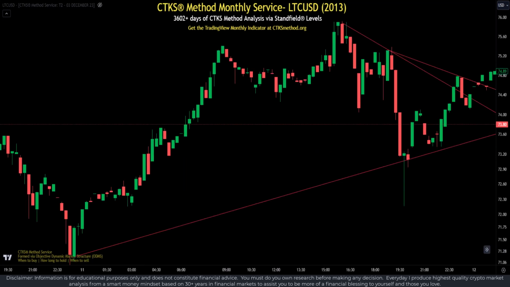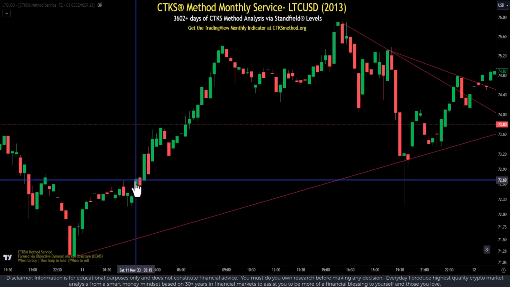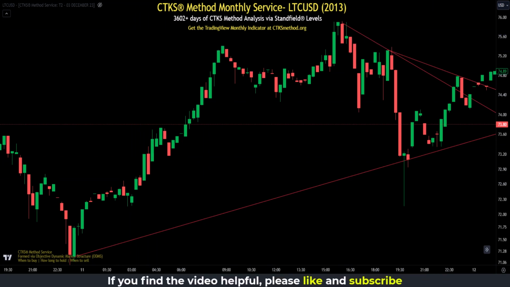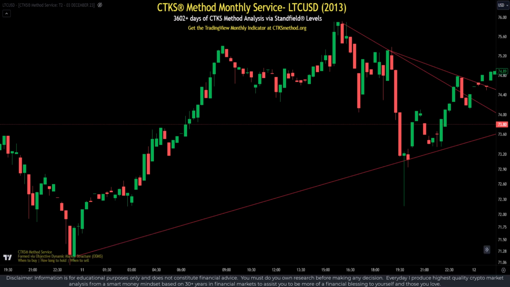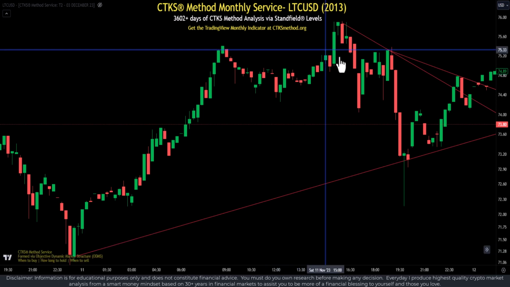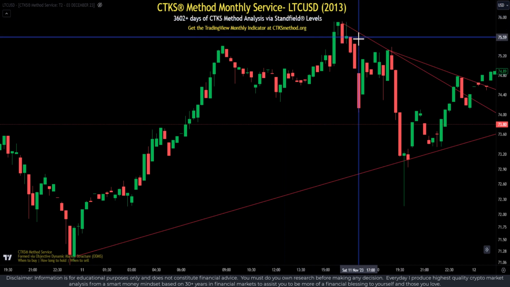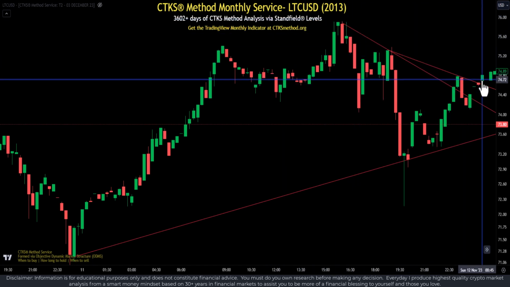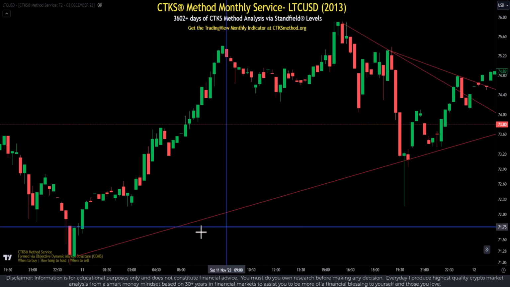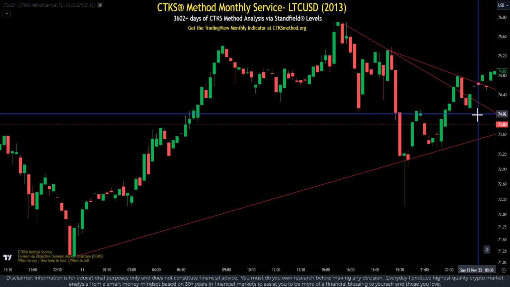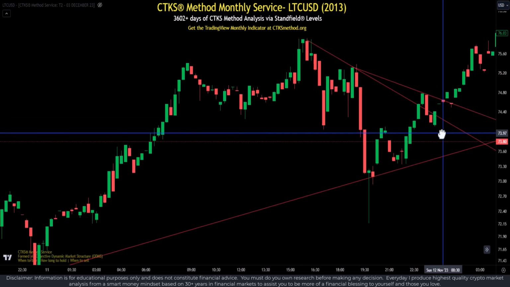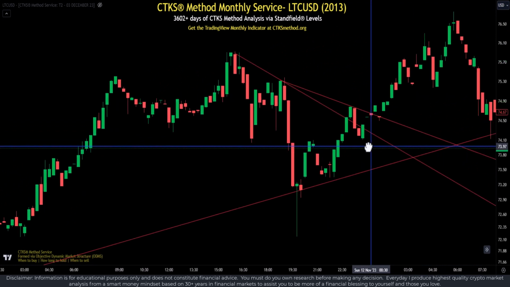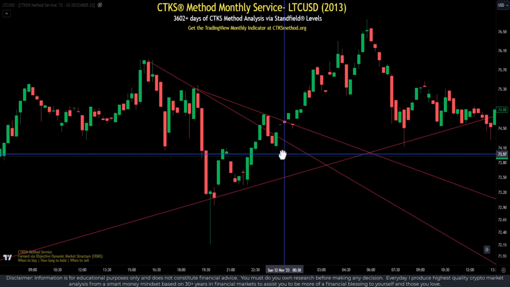I want to give you a really practical example of how you can apply the CTKS method. And that method is all about total market structure, just analyzing all of price data. What we can see here is Litecoin was overcoming a level of resistance, a couple, and it was supported by price. Then what happened? As price went along, it hit a level and then came back.